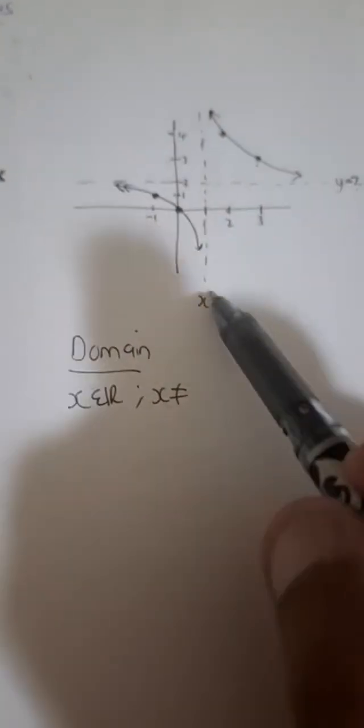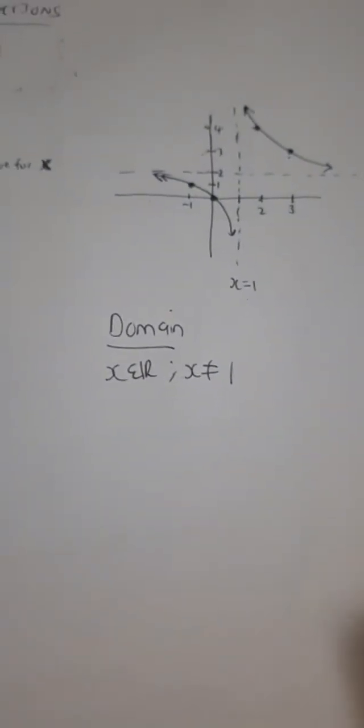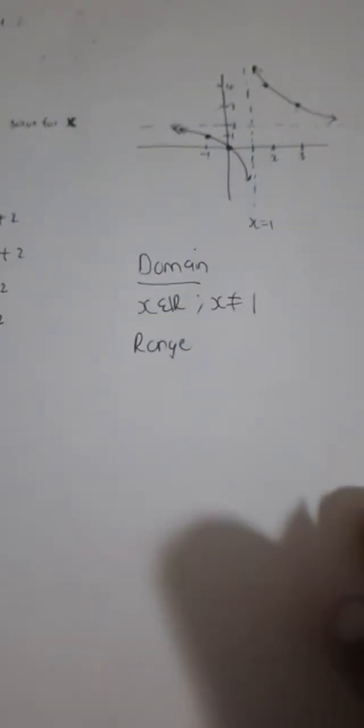But domain is the possible x values where the function exists. So we say x is an element of real numbers, and then we put a semicolon, meaning but x cannot be what? What is our vertical asymptote? It's 1, so x cannot be 1. All right, that's our domain. Then the range of this function. Remember, range speaks to the possible y values where the function exists.